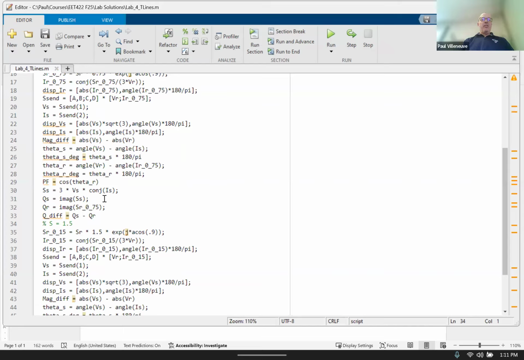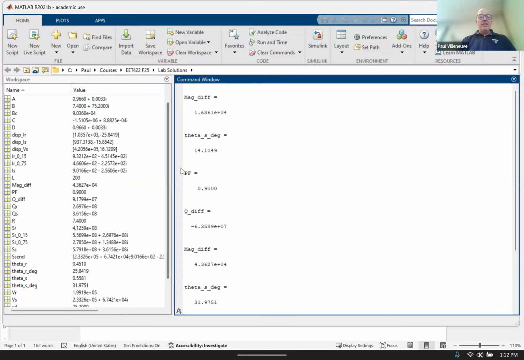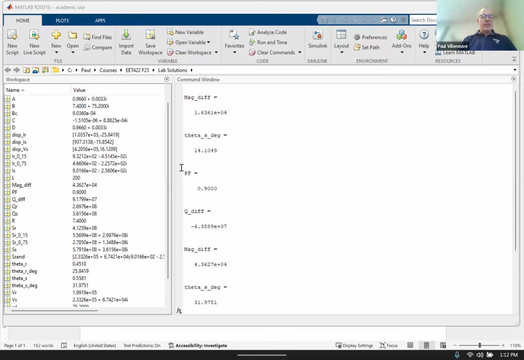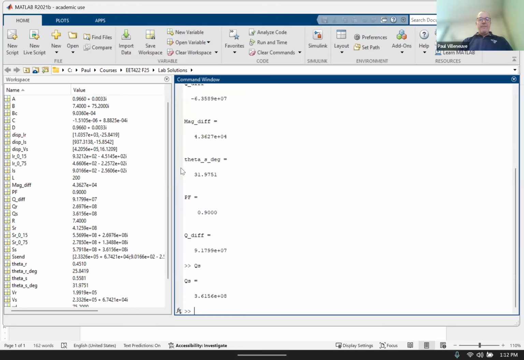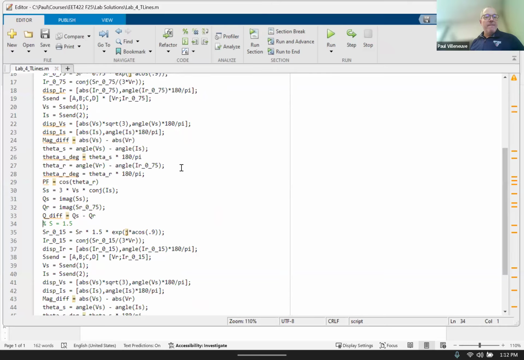And then we look at our Q sending end versus Q receiving. And I didn't plot those. I'll just go ahead and put QS and QR. And you notice QS and QR, 361 MVA versus 370 MVA, 270 MVA. That's a little bit different than what I would have expected.